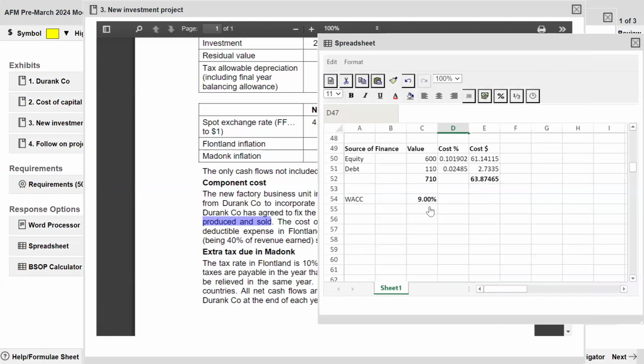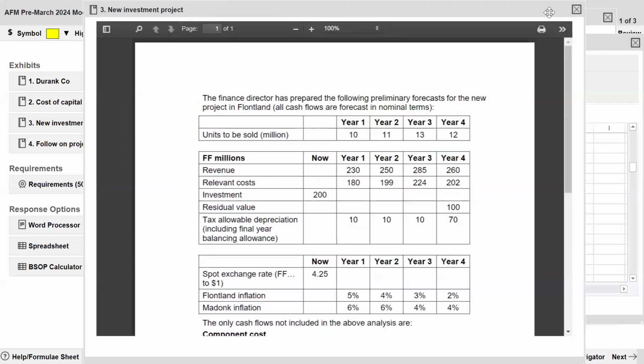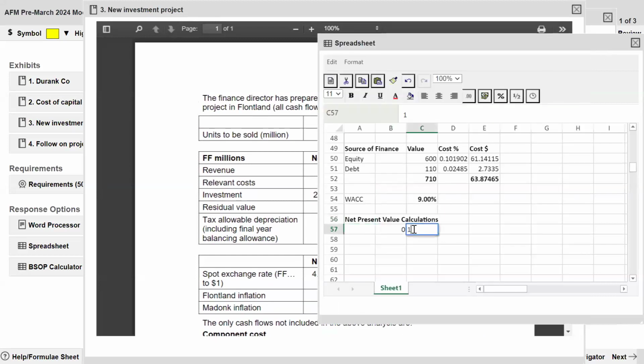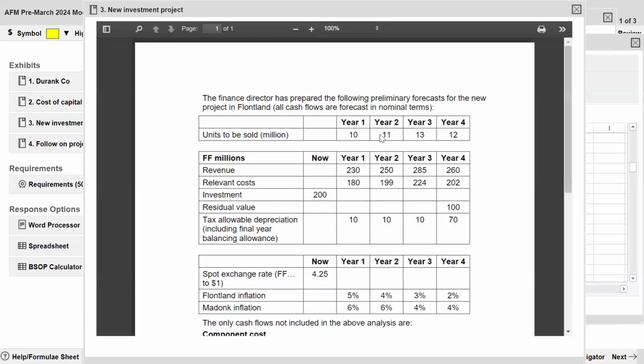Now, see, what happens is that for the net present value calculations, what are the things that we need to consider? Let's just try to see what are the things that we need to consider for the net present value calculation. Now, first of all, you see this is basically the project, time period 0, 1, 2, 3, and 4. Then the units are given, the revenue is given, relevant costs are given.